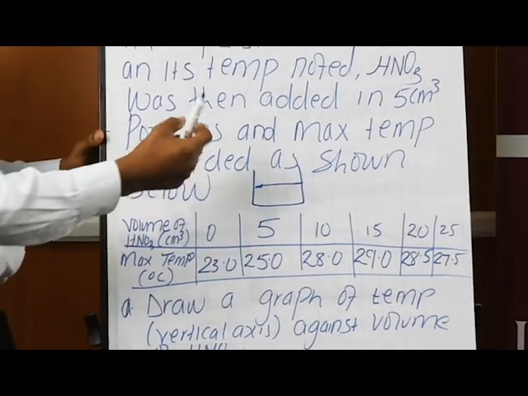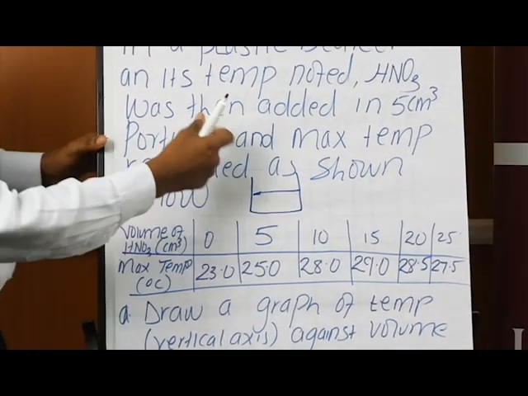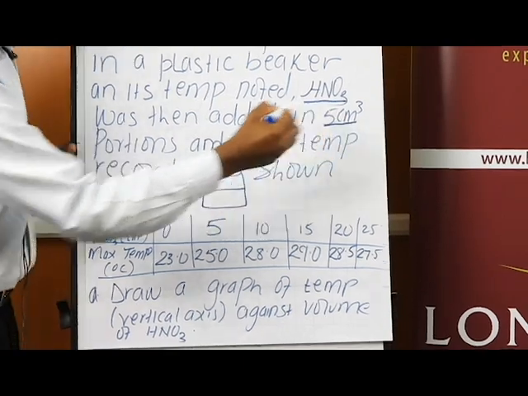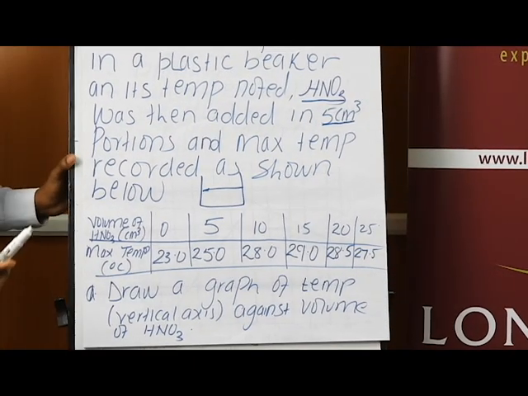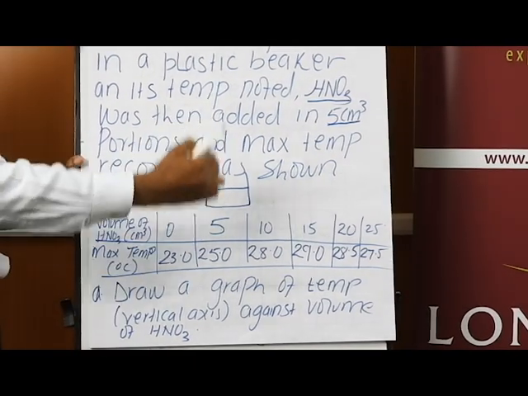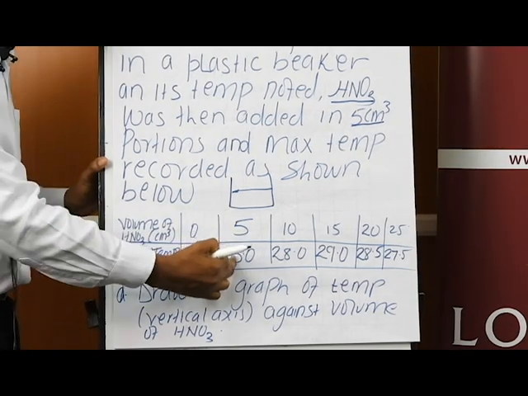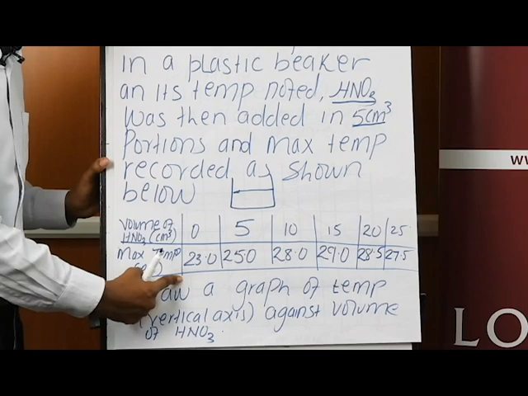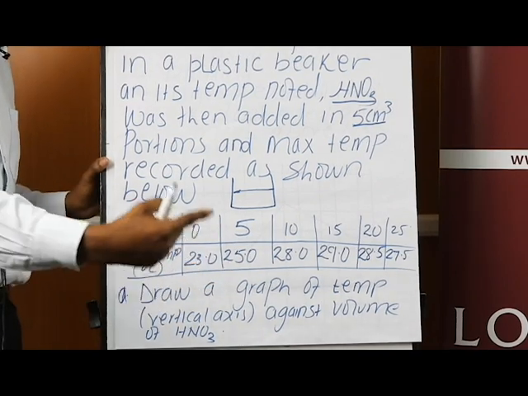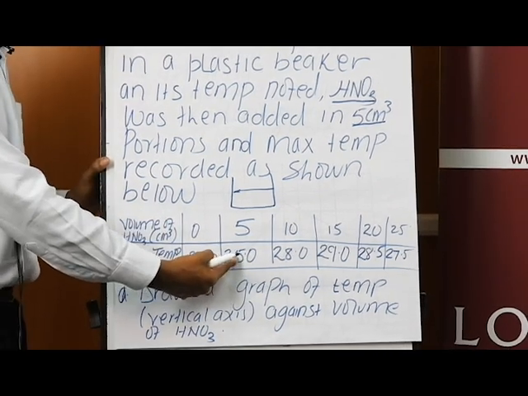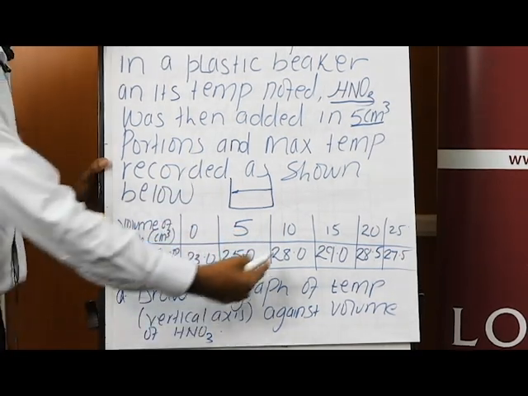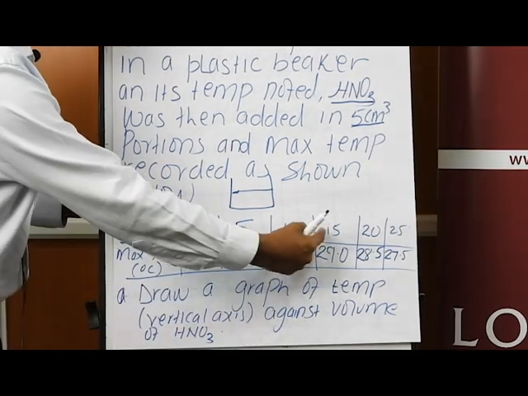Then I add some nitric acid in 5 cubic centimeters portions. When I add 5 cubic centimeters, I measure the temperature. So you realize there is an exothermic reaction. Energy is going to be produced to the surrounding. The temperature will rise. Then I add some more, 10 cubic centimeters. The temperature continues to rise.